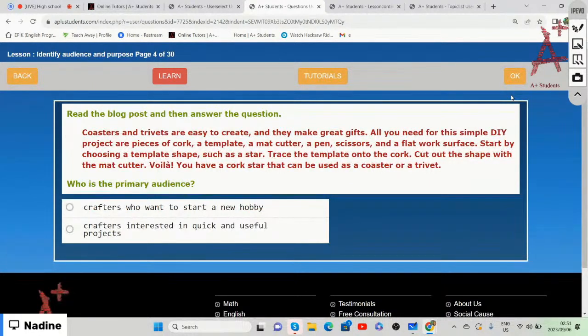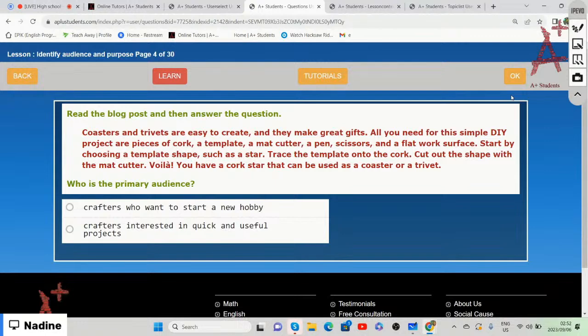Here's another one. Let's read the blog post. Coasters and trivets are easy to create and they make great gifts. All you need for this simple DIY project are pieces of cork, a template, a mat cutter, a pen, scissors, and a flat workspace. Start by choosing a template shape such as a star. Trace the template onto the cork, cut out the shape with the mat cutter. Voila! You have a cork star that can be used as a coaster or a trivet.